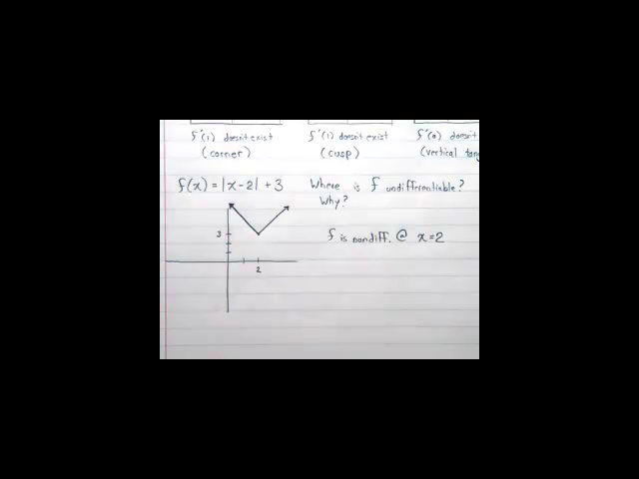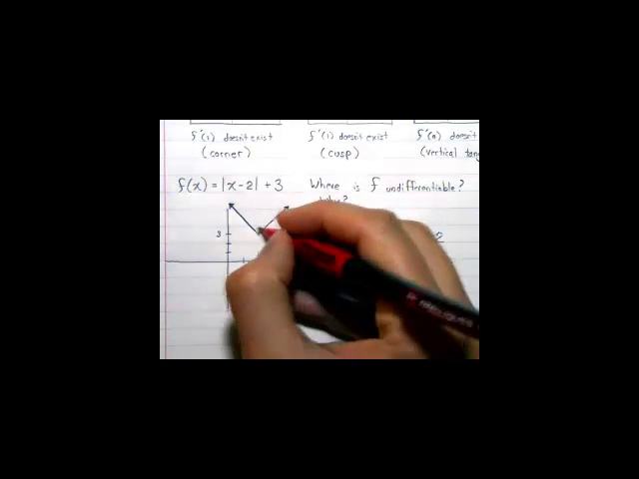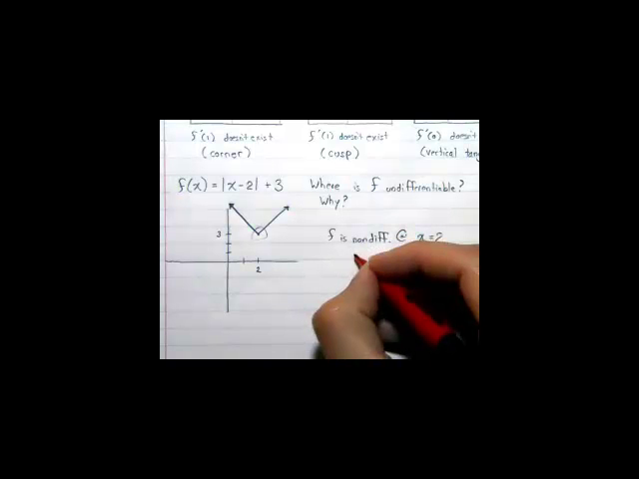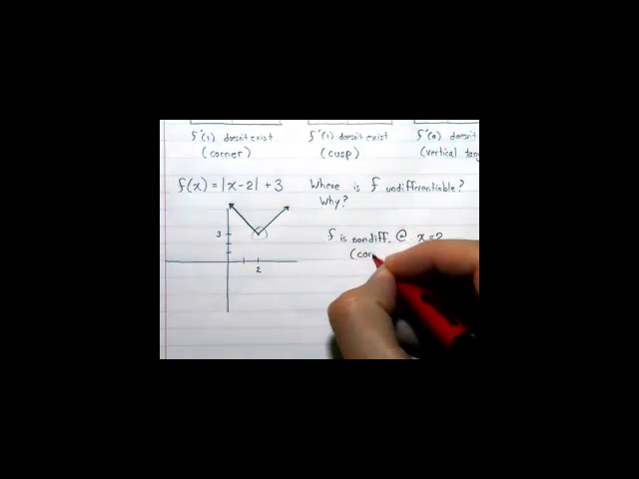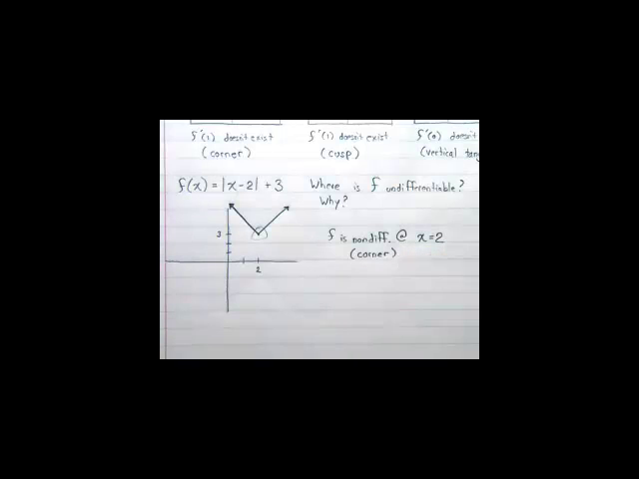When x is 3 would be like over here. Positive 1, right? What about when x is equal to 1? Negative 1, right? So you can do derivatives other places. It's just at the corner, that's a problem. So if I said to find the derivative at x equals 2, you'd say, nope, sorry, can't do that. Got a corner. Okay? So non-differentiable at x equals 2 because of the corner.